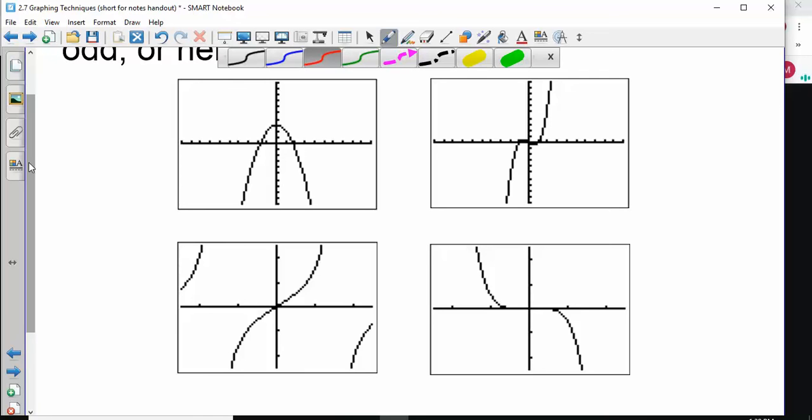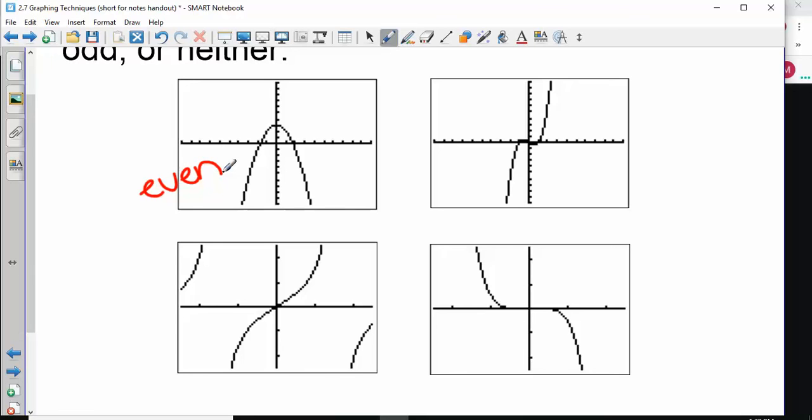So the first one. This one is symmetric to the y-axis, which is the same thing as even. What about the second one? That one's symmetric to the origin, right? You'd have to flip over the x and the y before it overlaps, so that is odd.